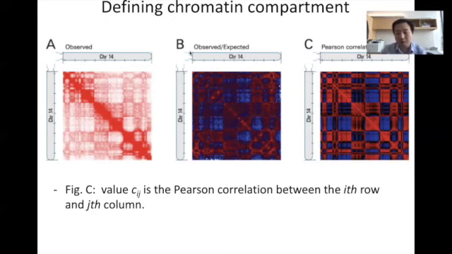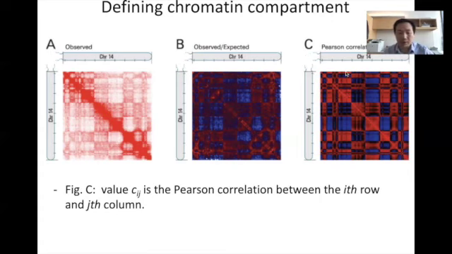So in figure B, they just use the observed value divided by the expected value. And then if you take a log, you can see a clearer difference between positive and negative, a red and blue. Figure C is really interesting. You can see the pattern is much clearer.